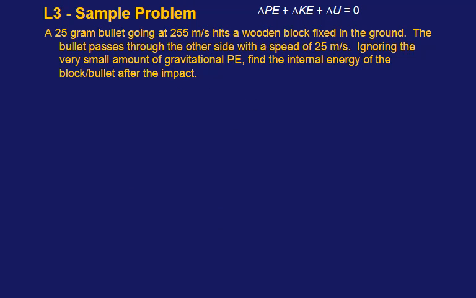All right, so in this example, we have a bullet going and hitting a wooden block fixed in the ground. The bullet passes through the other side with a speed of 25 meters per second. If we ignore the small amount of gravitational potential energy, find the increase in internal energy of the block and bullet after the impact. So why don't you go ahead and pause the clip here and see if you can think through this and work this out with your non-conservative work equation that's a little bit modified now with the conservation of energy, and give that a try. So go ahead and pause the clip, and when you're ready to check, you can hit play to continue.